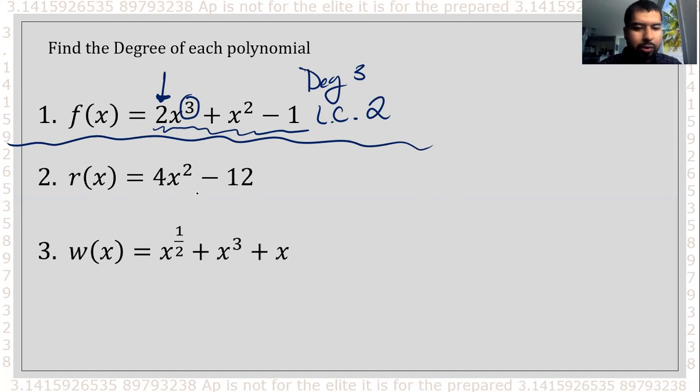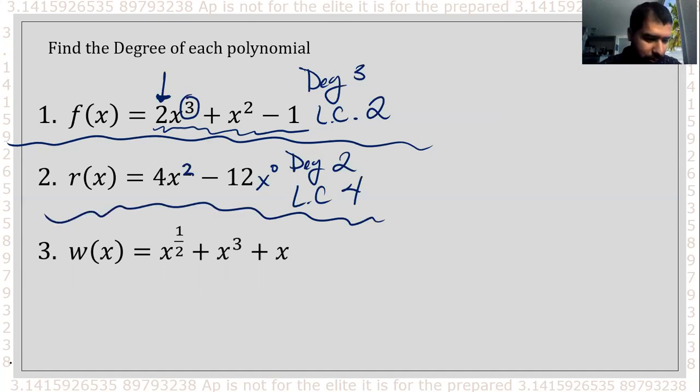For r of x, we do the same thing. Our degree is our largest exponent. In this case it is 2. Keep in mind this exponent is 0. So here our degree is 2. And our leading coefficient, I'll call it LC, is 4. So far so good. Hopefully I didn't trick you guys with the next one.